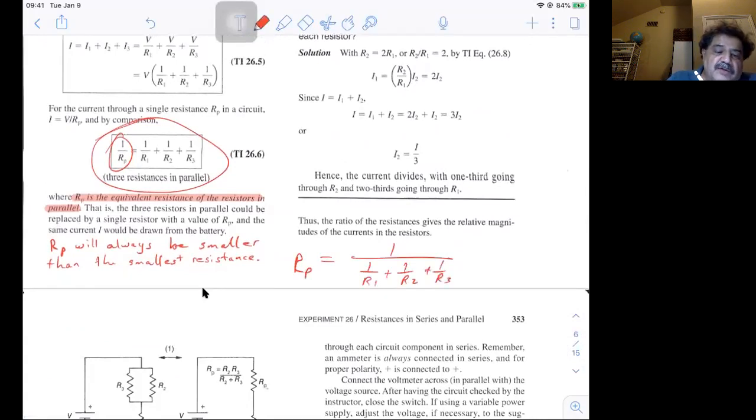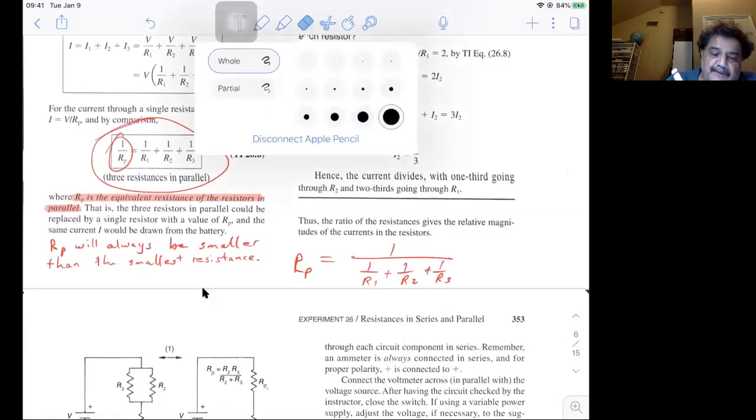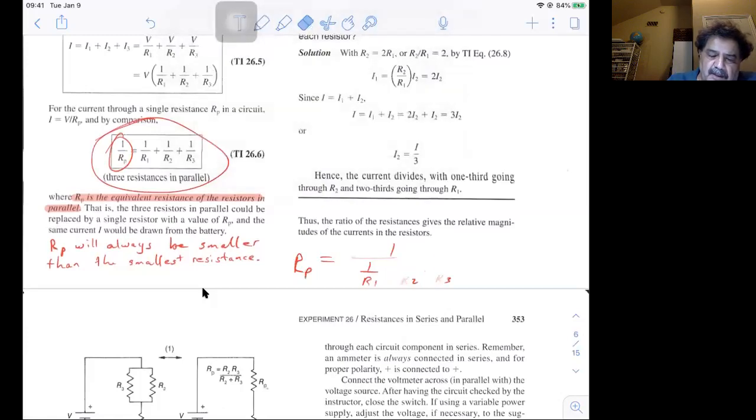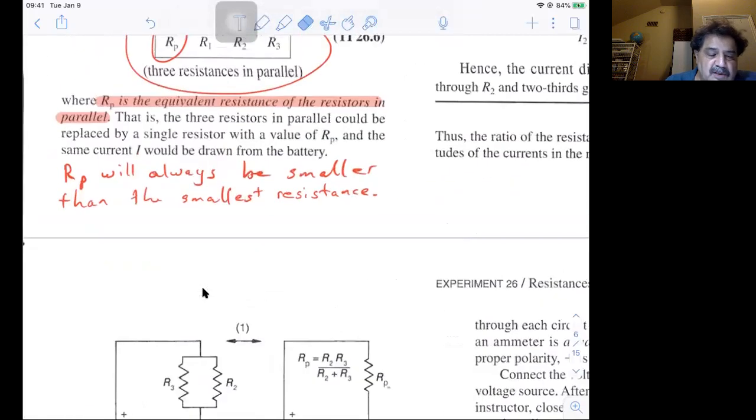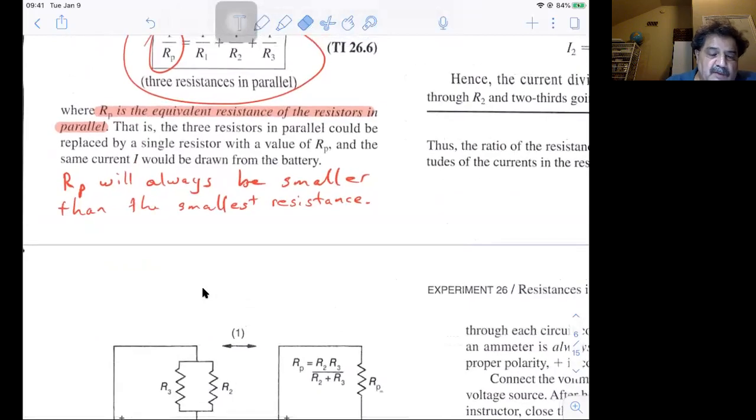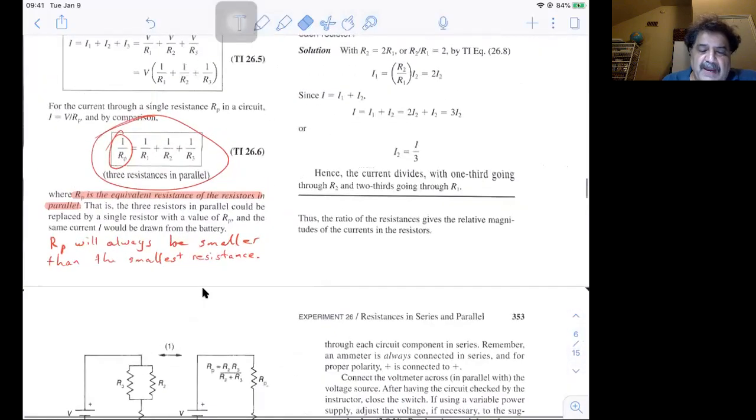And if we're fortunate enough to get just two, there's a shortcut. But before I go on to that shortcut, let's look at this. RP is the equivalent resistance of the resistors in parallel. RP will always be smaller than the smallest resistance. So I had a 100K, a 50K, and a 25K. You can be assured that the parallel resistance is going to be less than 25K ohms. RP will always be smaller than the smallest resistance in the bank.